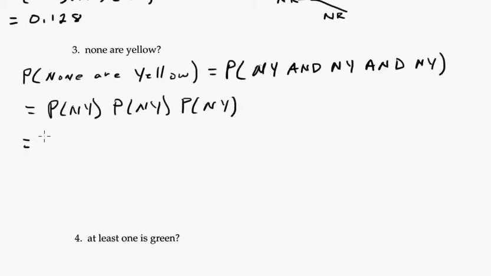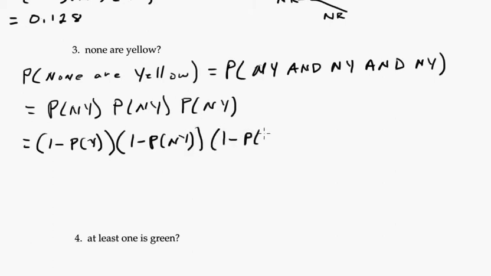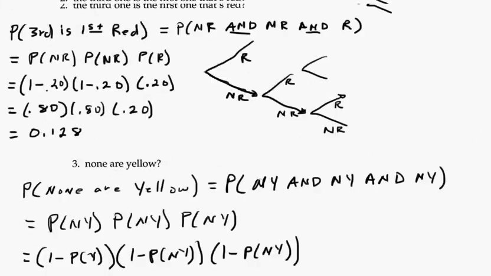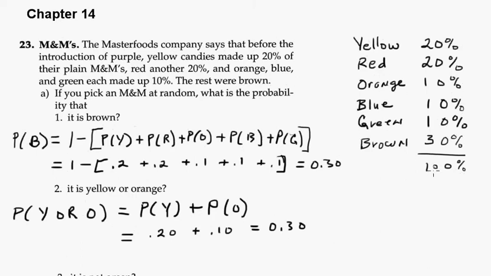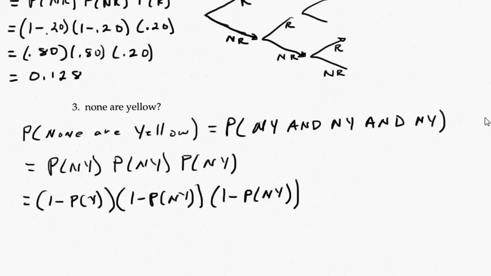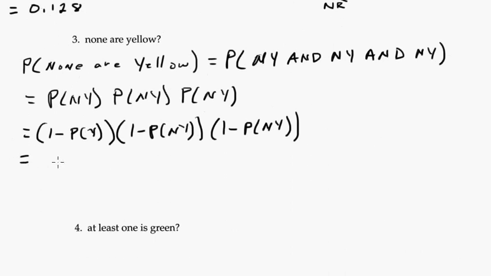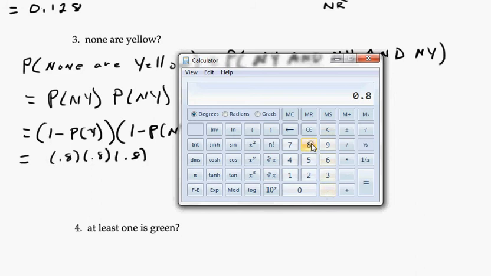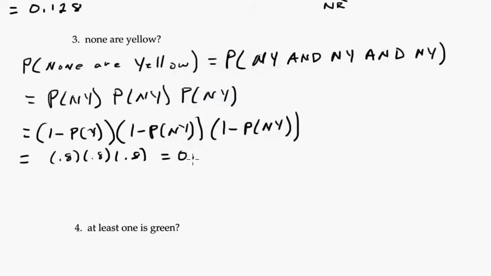So again, we could use the complement, 1 minus the probability of yellow. That adds them all up for us. Okay, we could kind of figure it out, but it's really just 1 minus 0.2, so it would be 0.8. So that's going to be 0.8 times 0.8 times 0.8. Clear. 0.8 cubed. So 0.512. Alright, now last one.